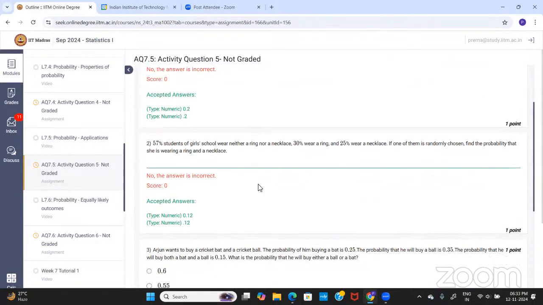Next, 57% of the students of a girls school wear neither a ring nor a necklace. 30% wear a ring and 25% wear a necklace. If one of them is randomly chosen, find the probability that she is wearing a ring and a necklace. So 57 means the remaining is 43%, and the answer is 0.12.